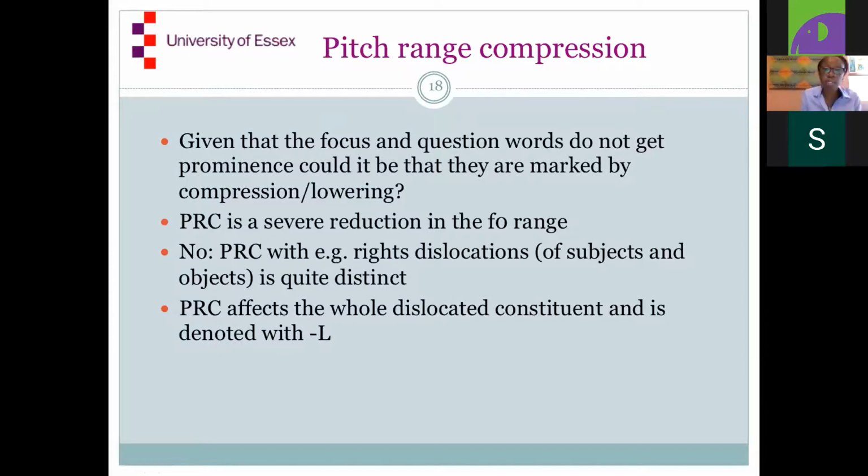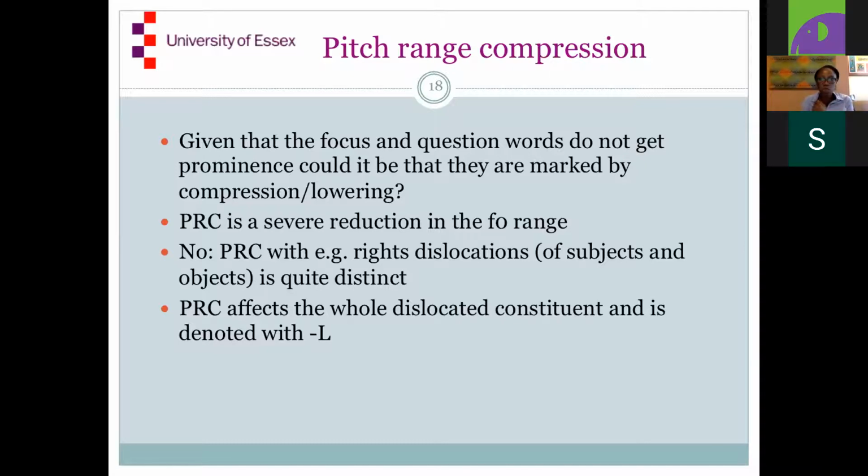So given that the focus and the question words do not get any prominence, could it be that we should say that actually the marking of focus, whether it's a focus word or whether it's a question, is something that's marked by compression, or it's just an extension of the lowering that we get? So this severe reduction in the F0 range. I think no, at least that's what I think, and it'd be interesting to hear what other people think, because the compression, at least when you have that with respect to right dislocated subjects and objects, looks very distinct.